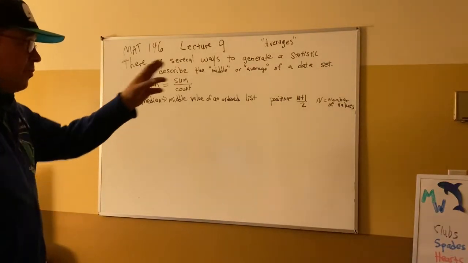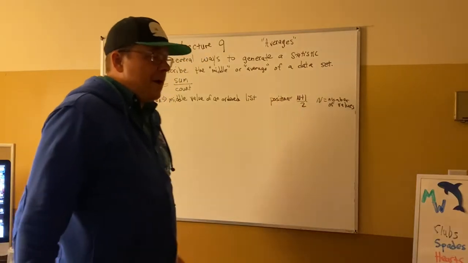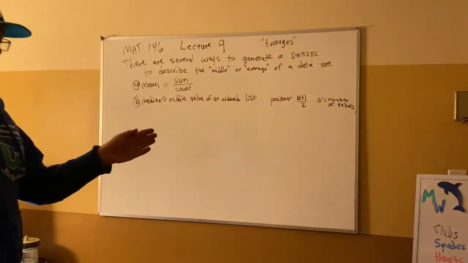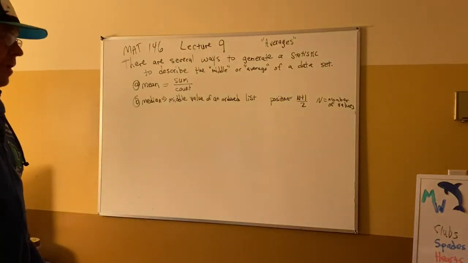Get the average. If you put an odd number in there like 9, 9 plus 1 over 2 is 10 over 2, which gets you 5. You're right in position 5. 1, 2, 3, 4 are below it. 6, 7, 8, 9 are above it. And the 5th one's right there.